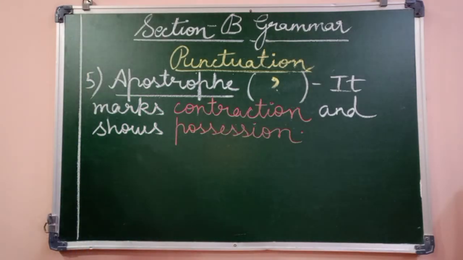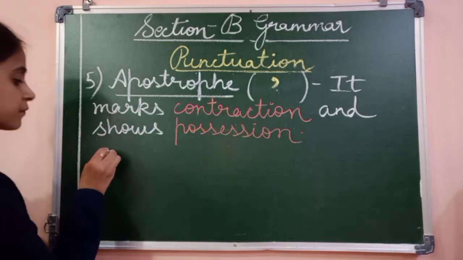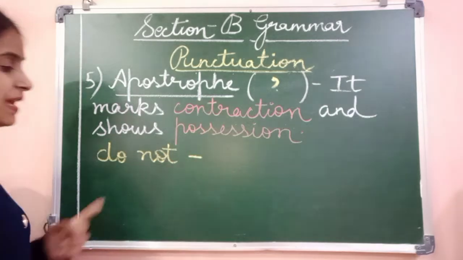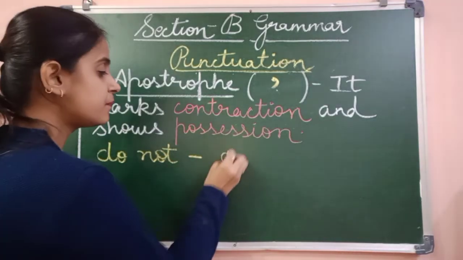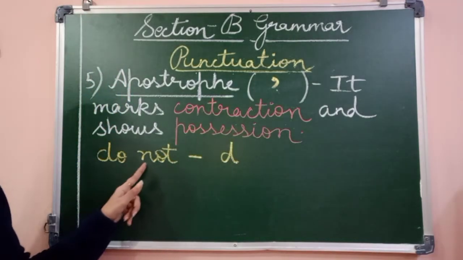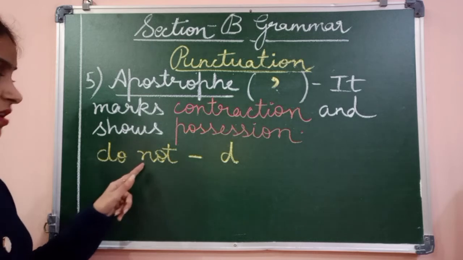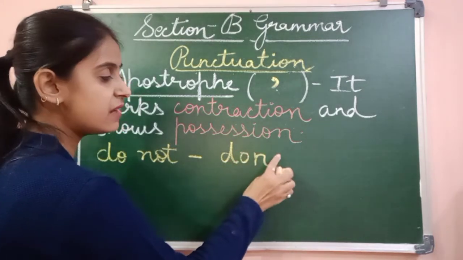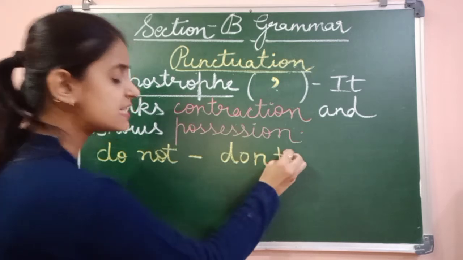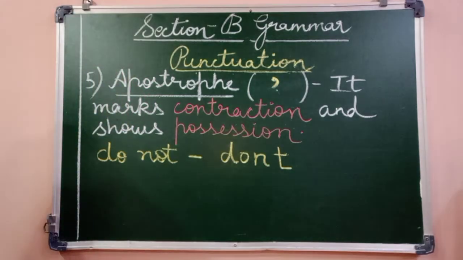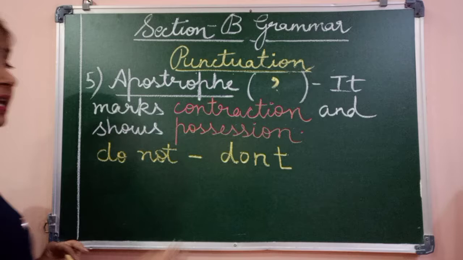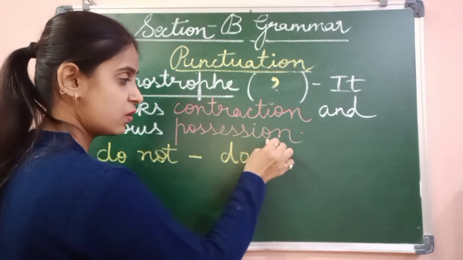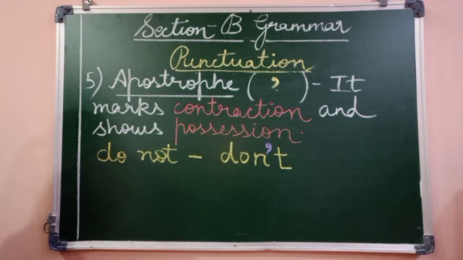For example, I write the word do not. Okay, and if we have to make this word short, we can just omit this letter. Omit means we can just skip this letter O. D-O-N, and we skip the letter O and simply write T. Now when we skip any letter, then in place of that letter we put an apostrophe. Okay, so we write don't like this.